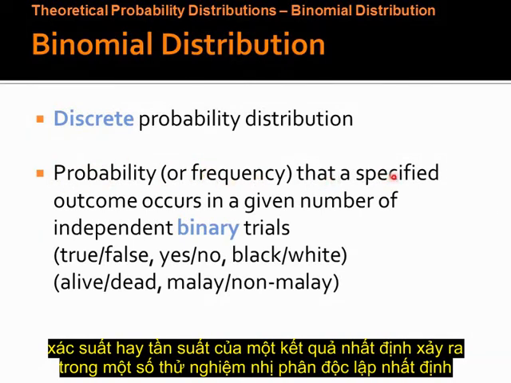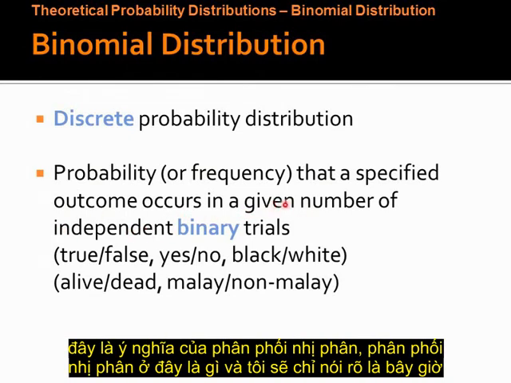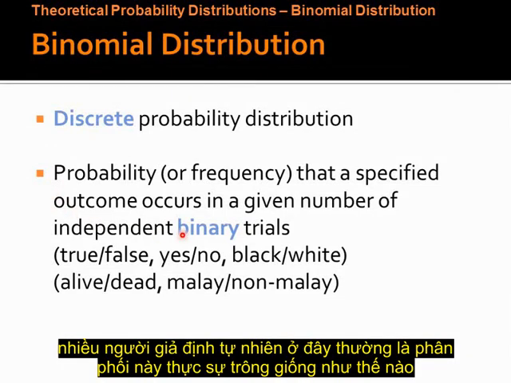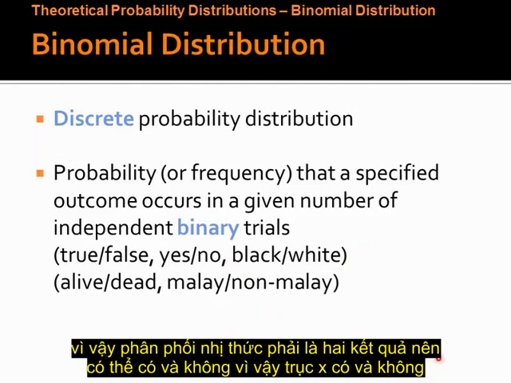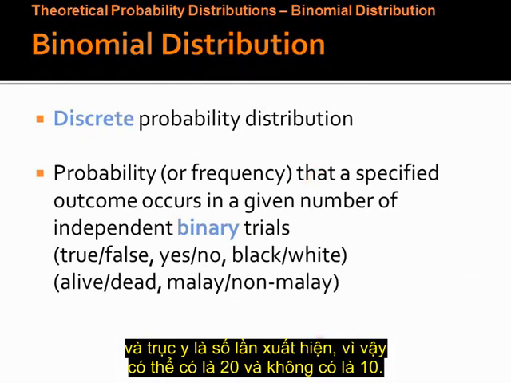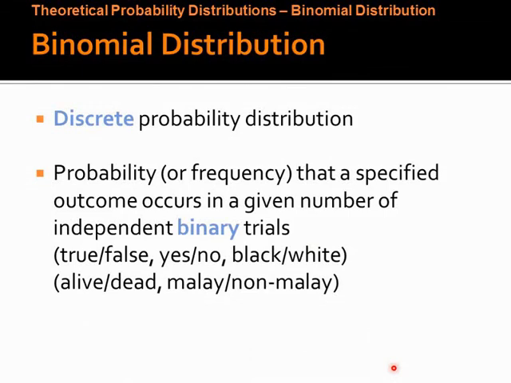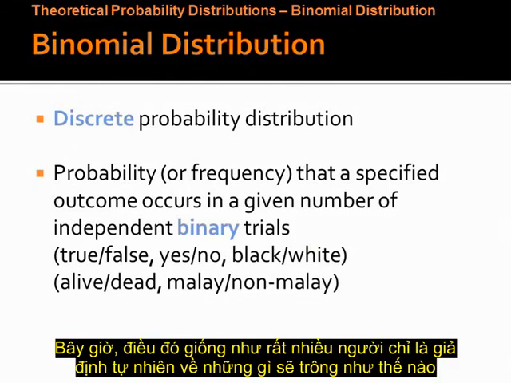Now, the probability or frequency that a specified outcome occurs in a given number of independent binary trials, this is what the binomial distribution is. And I'll just say right now, a lot of people's natural assumption is, what does this distribution actually look like? They would think, okay, the x-axis is the outcomes, and since it's binomial, binary here means only 2. So there should be 2 outcomes, so maybe yes and no. So the x-axis is yes and no, and the y-axis is the number of occurrences. So maybe yes was 20 and no was 10. Now, a lot of people, that's the natural assumption of what it should look like.